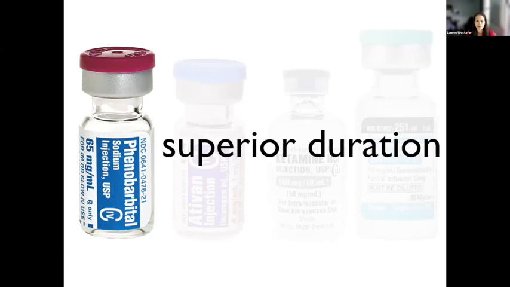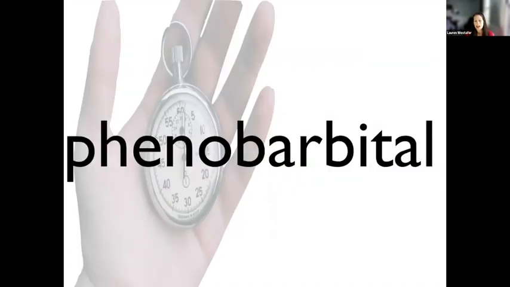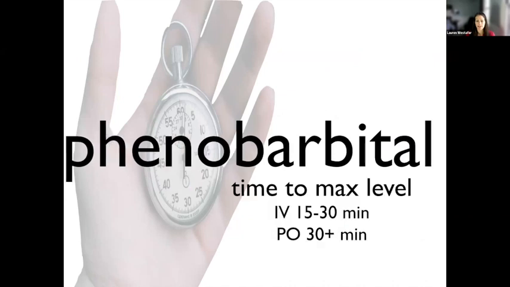Now, we're talking about duration of action and how long things work. Phenobarbital also has a superior duration of action. It lasts for a longer period of time. The time to max level, sure, it doesn't work as quickly, and I'm going to be honest about that. It doesn't work as quickly as things like lorazepam or diazepam, onset of action in just a couple of minutes. Time to max level, if you're giving it IV, is 15 to 30 minutes. Orally, it's 30 plus minutes.